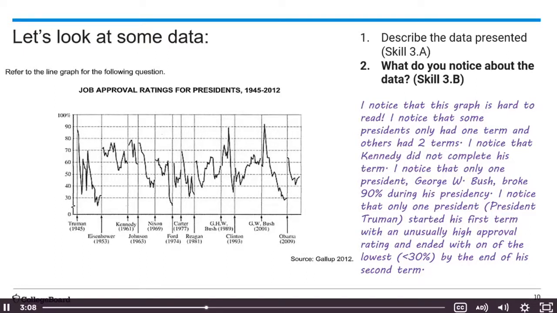So some things that I noticed. Some presidents only had 1 term, others had 2. I noticed that Kennedy did not complete a term. I noticed that only 1 president, and that was George W. Bush, broke 90% during his presidency.